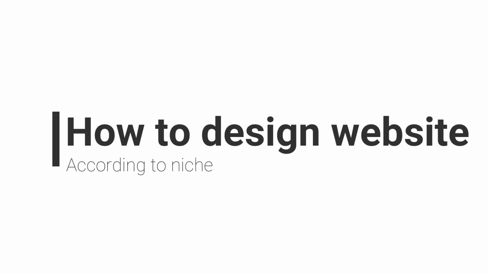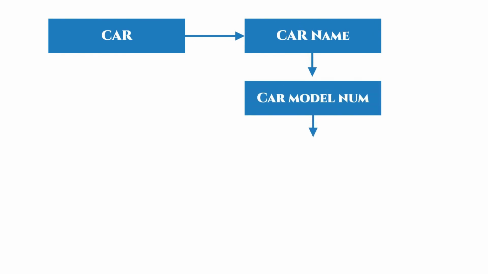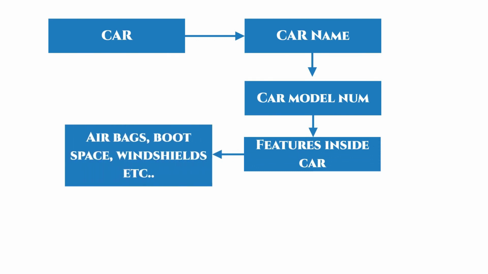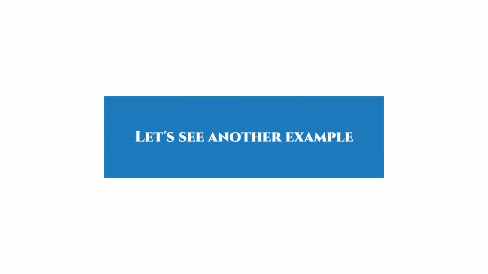Let's see. In a car dealership website, for a car, there are several entities like car name, car model number, features inside the car, let's say airbags, windshields, boot space, etc. And what is the combustion type, whether it is petrol or diesel. So let's see another example also.